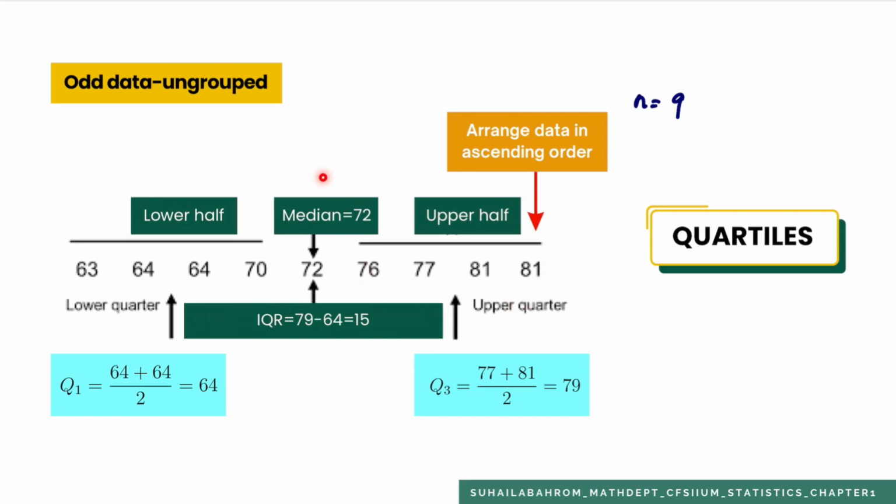In this case, we directly get the value of the median, or the second quartile, which is 72, because we have the middle value. To get the first quartile, you take the middle value of the lower half. Since we have only 4 data, the middle value is the average between the middle values 64 and 64, so the first quartile is 64. The middle value of the upper half is between 77 and 81, so the third quartile is 79. And the interquartile range, the third quartile minus the first quartile, is 15.